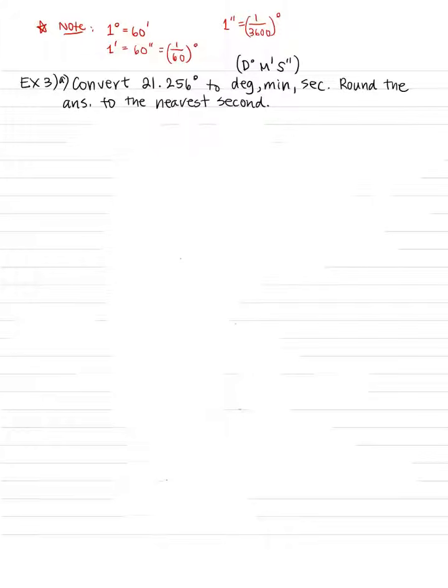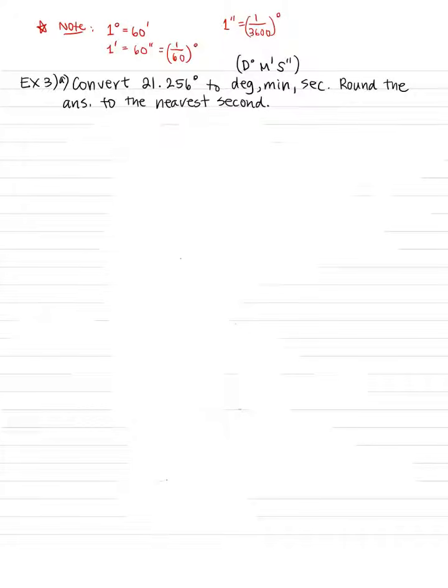Okay, so for example 3, we're going to work it backwards from example 2. Given degrees, we're going to convert that into degree, minute, second form. All right, so I already wrote down the note above, just to remind us that 1 degree is 60 minutes, and then 1 minute is 60 seconds, which is the same thing as 1 over 60 degrees, and 1 second equals 1 over 3600 degrees.